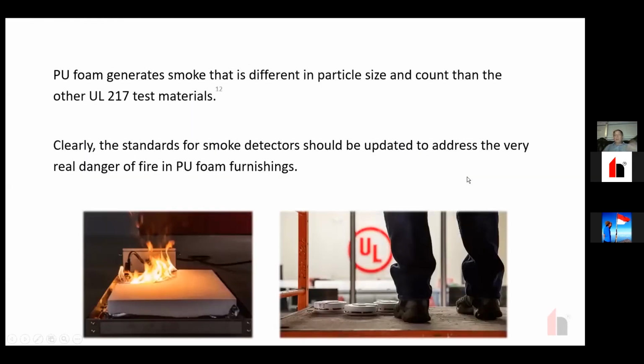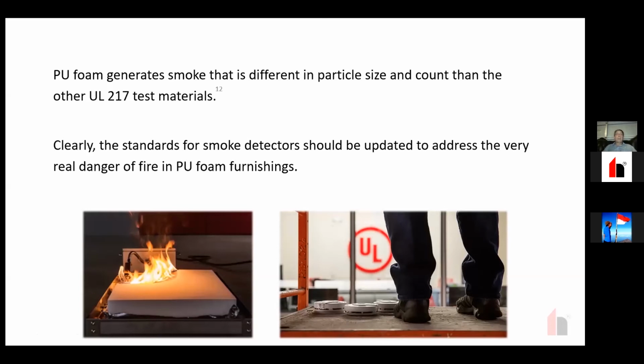So UL settled on the polyurethane foam. Again, it produces smoke that is different in particle size and count than the other UL 217 test materials. So they knew that they needed to update the UL standards to include testing for fire in polyurethane foam. And that is exactly what they set out to do.